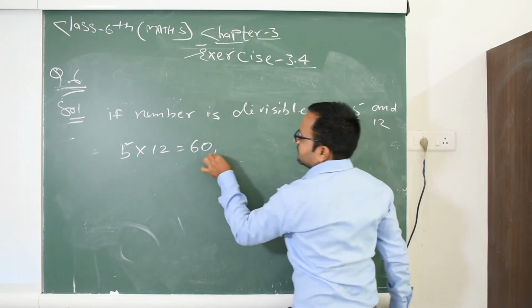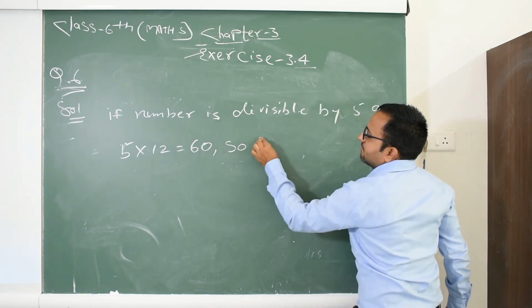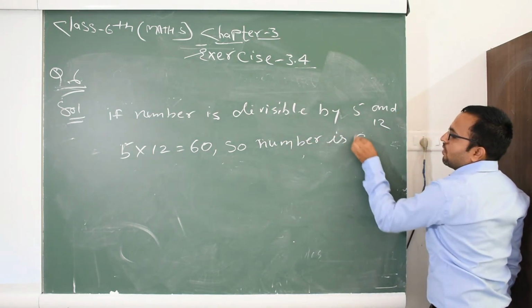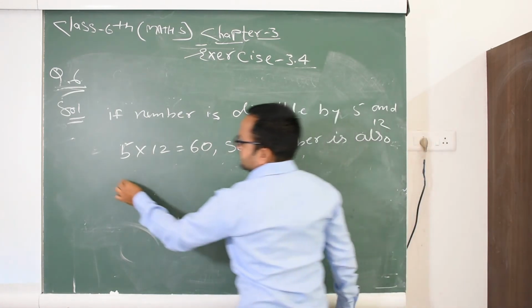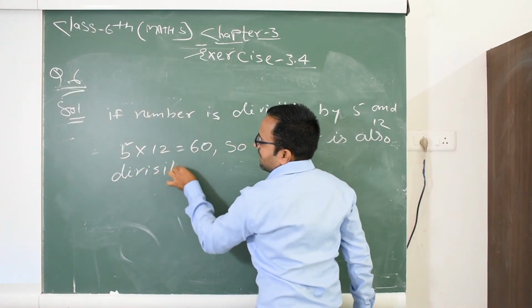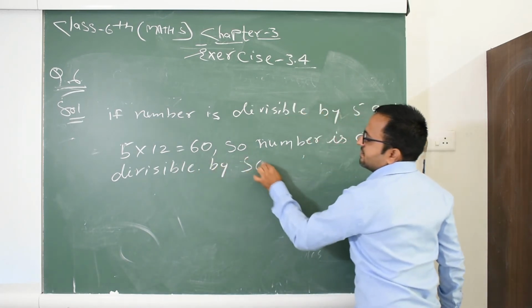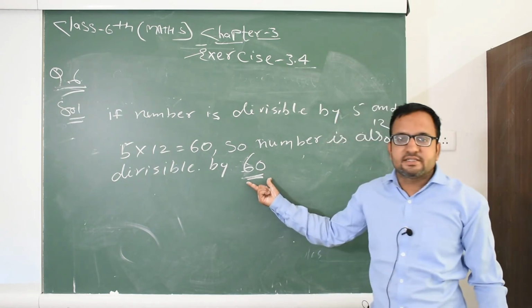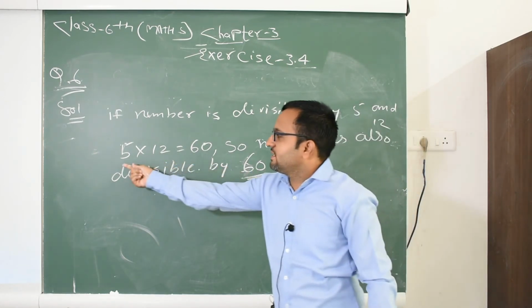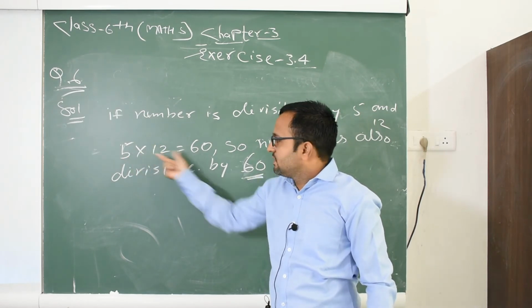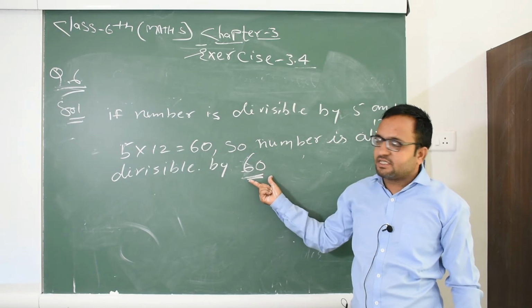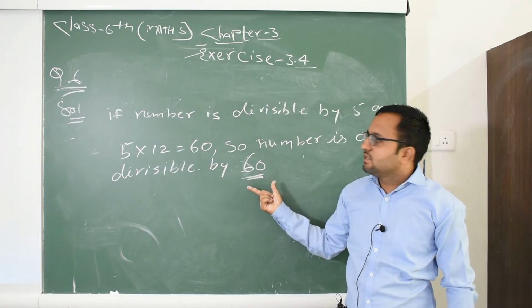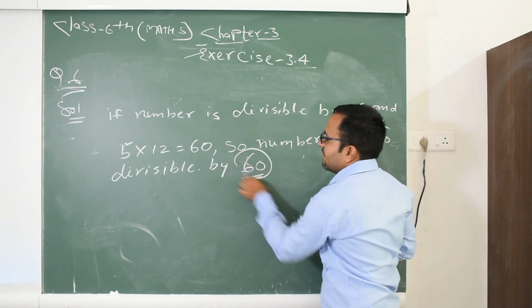So the number is also divisible by 60. If a number is divisible by 5 and 12, the number is also divisible by 60, because 5 and 12 are factors of 60. Okay, so this is your answer. 60 will be your answer.